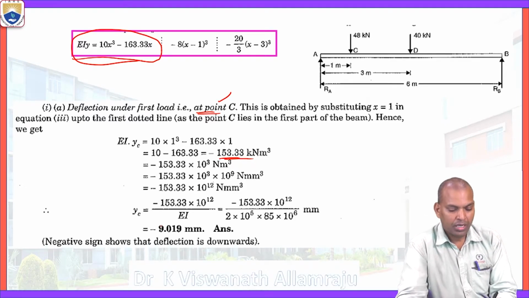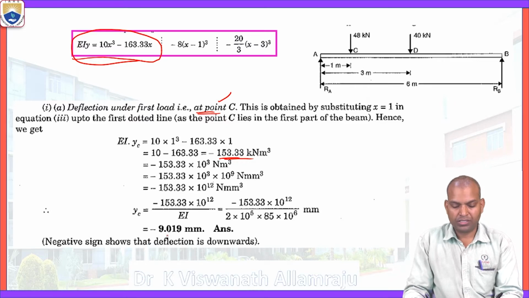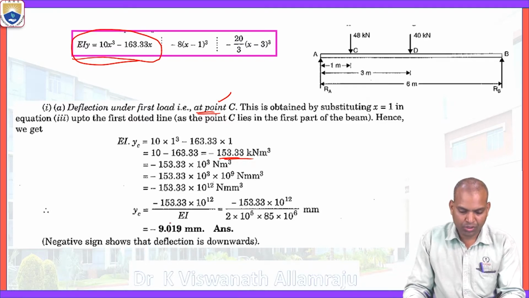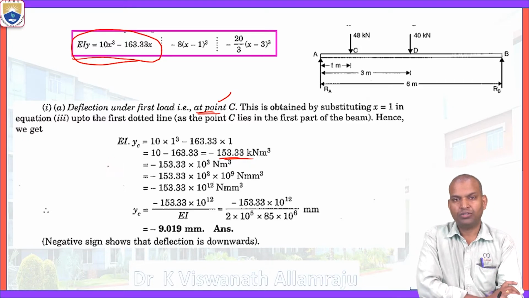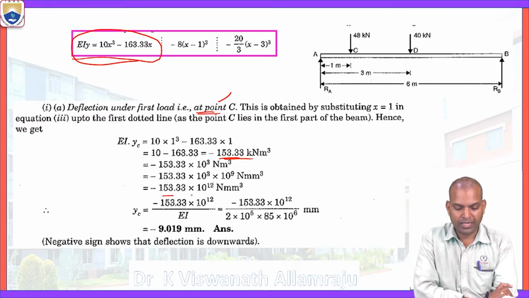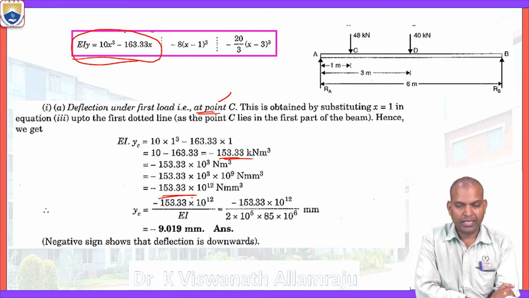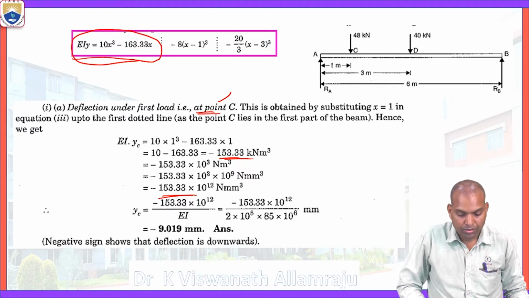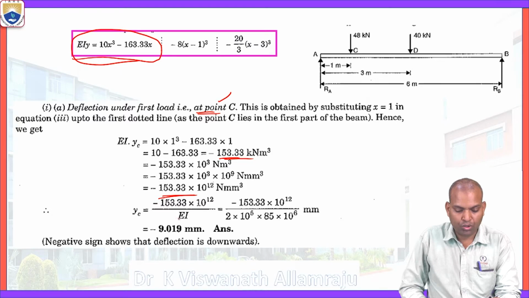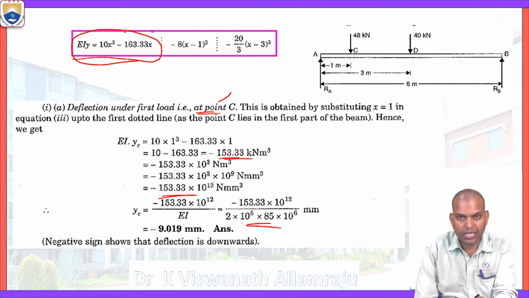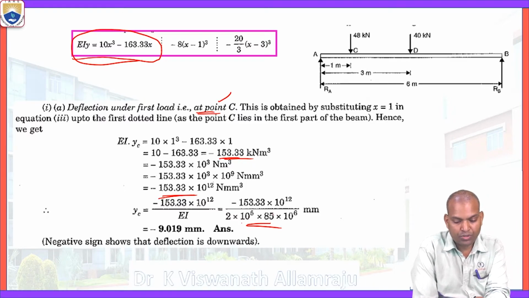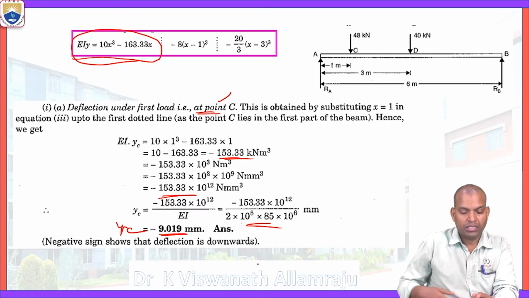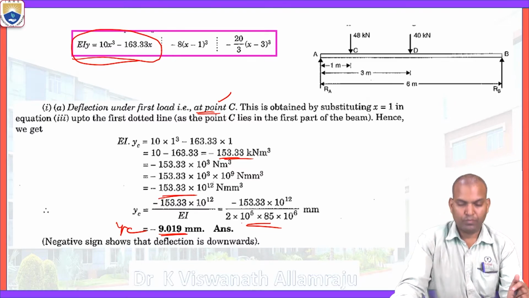kilonewton meter cube. Now convert into newtons and millimeters, because the E and I values are in Newton per square millimeter category, that's why we made it into Newton millimeter cube. That is negative of 153.33 times 10 power 12 Newton millimeter cube. Then Yc equal to how much? Substitute the E and I values here. The E value is 2 into 10 power 5 and the I value is 85 times 10 power 6. Substituting, how much is obtained here? The deflection at point C is negative 9.019 millimeters.